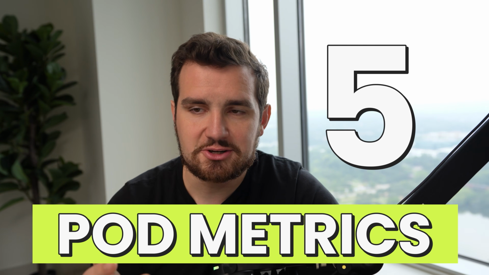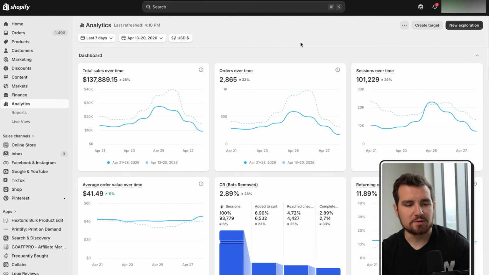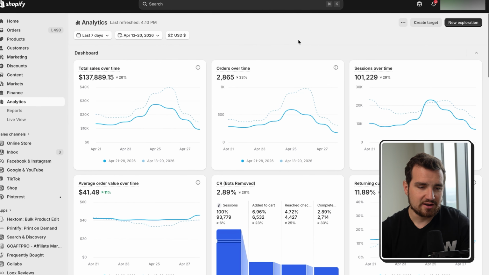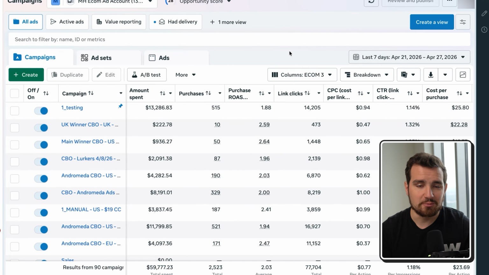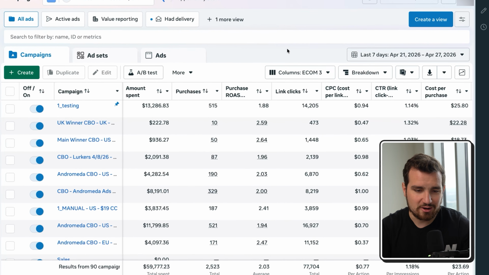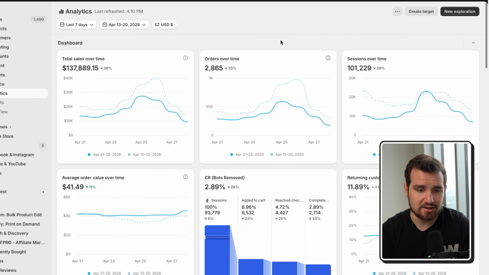Today, we're discovering the only 5 metrics that actually matter when you're running your print on demand store. Because if you've ever opened a dashboard that looks like this, or an ad account that looks like this, and there's just numbers that are getting thrown at you left and right, and you're wondering, how do I even make heads or tails of what actually matters on here?